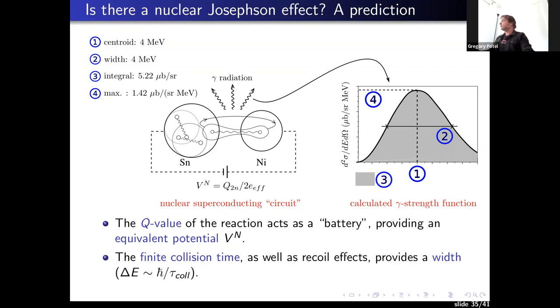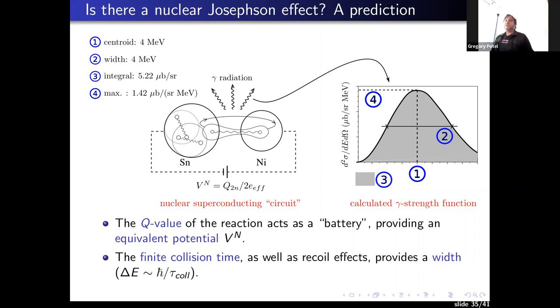So here I have purposely depicted in this cartoon the Cooper pair that is being transmitted as really stretched. So the correlation length should be large enough for the neutron that is still in the tin and the neutron that has already arrived in the nickel to still be pairing correlated.